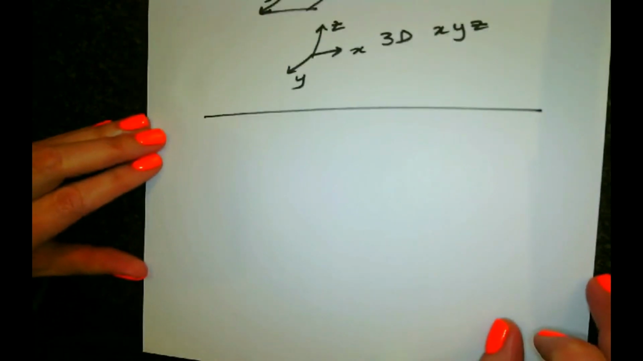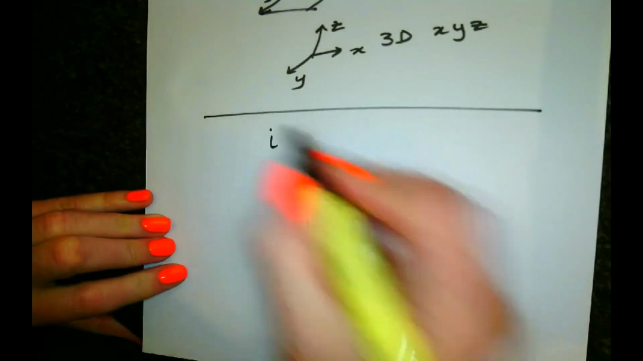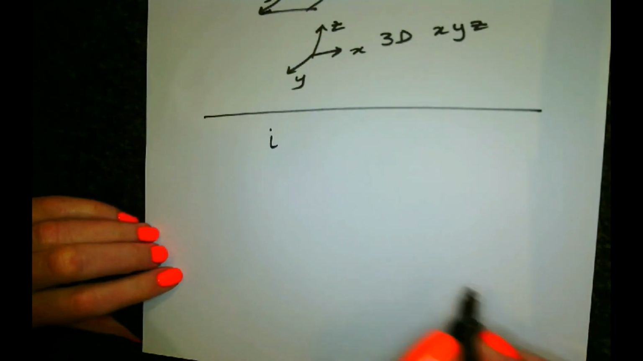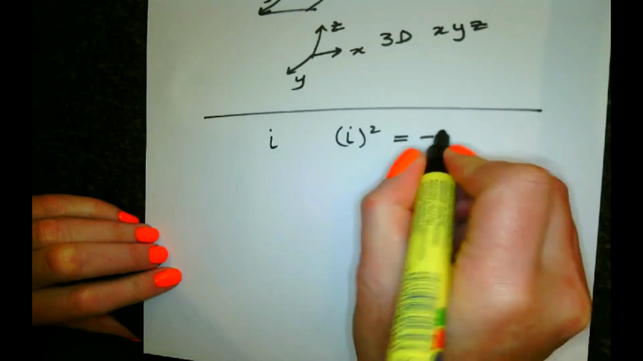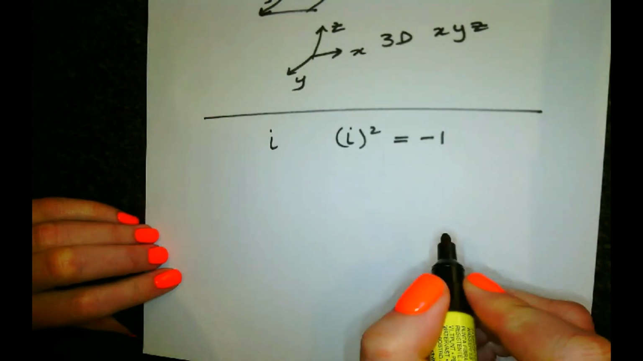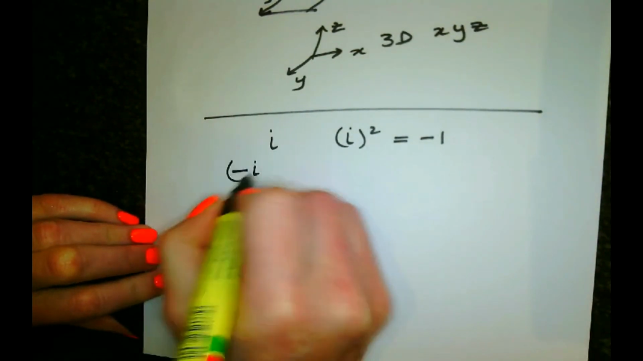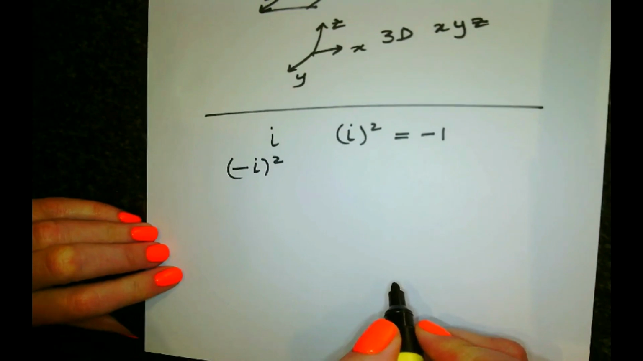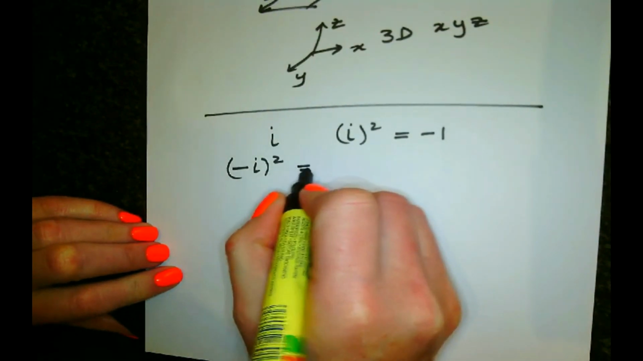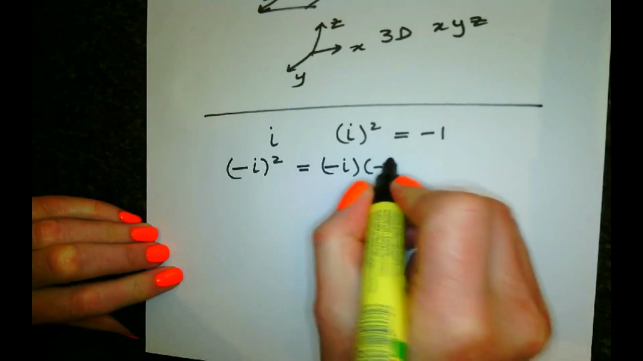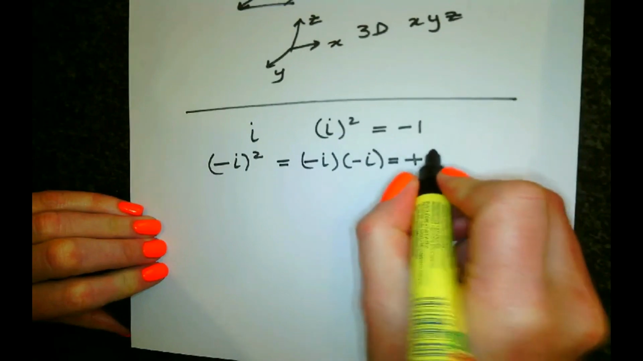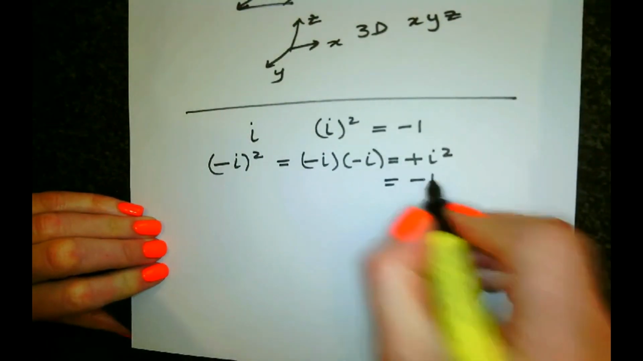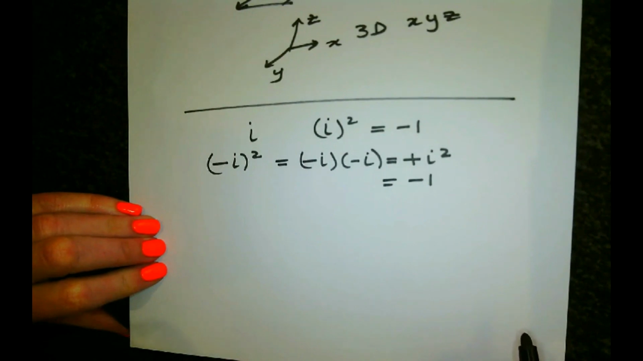Then some other mathematical relationships that we're going to come across. If you think back to maths, the symbol i, that is the special symbol where i squared is equal to minus 1. Just think about this relationship. Minus i squared would be minus i times minus i. And remember, a minus times a minus would give you a plus i squared, which would again be minus 1. So we're also going to use that.